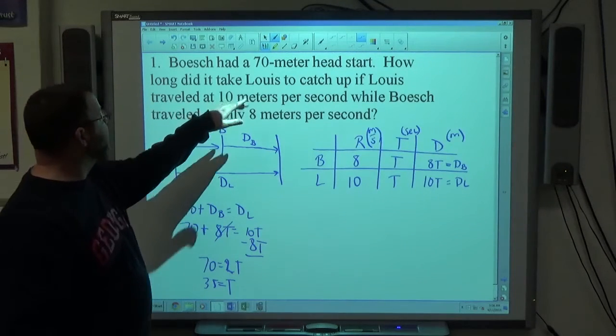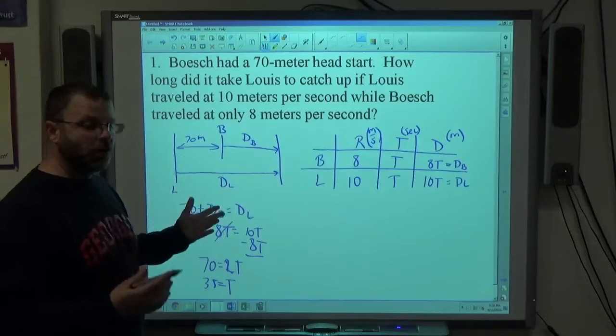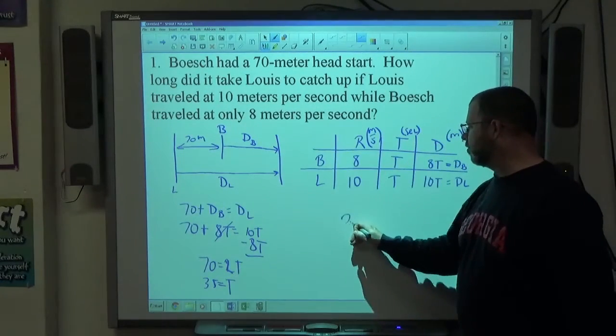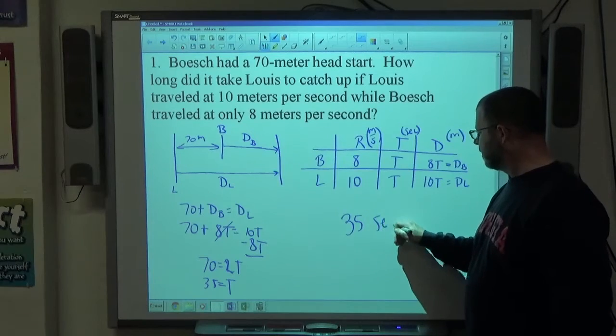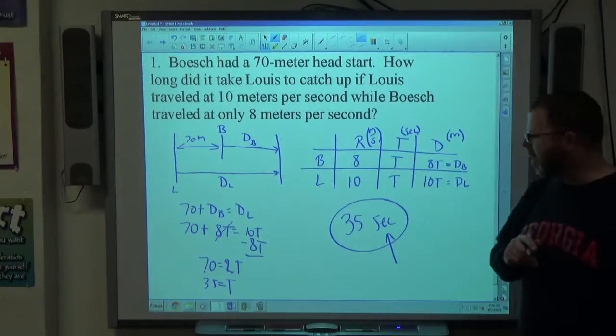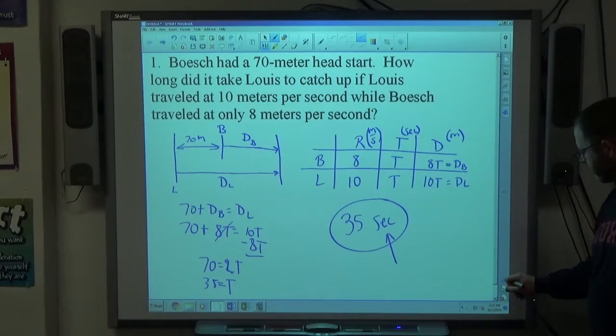The question says, how long did it take? How long is the question of time? T is the time of both, so that's the correct answer, 35 seconds. Do make sure you put the proper unit. It's not that hard to figure out the unit on these problems, so make sure you do that.